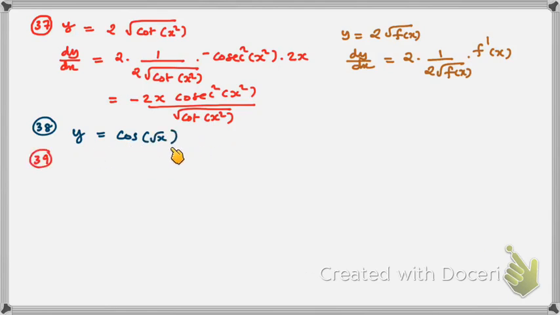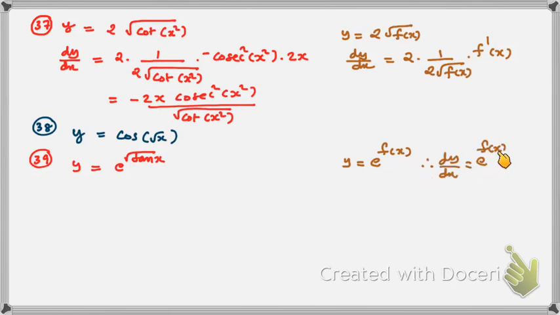y is equal to cos of root x. We look at question number 39, which is y is equal to e raised to root of tan x, which looks like e raised to x, and e raised to x derivative is e raised to x itself. But I'm going to read it like e raised to f of x. So e raised to f of x would be e raised to f of x itself into f dash of x.